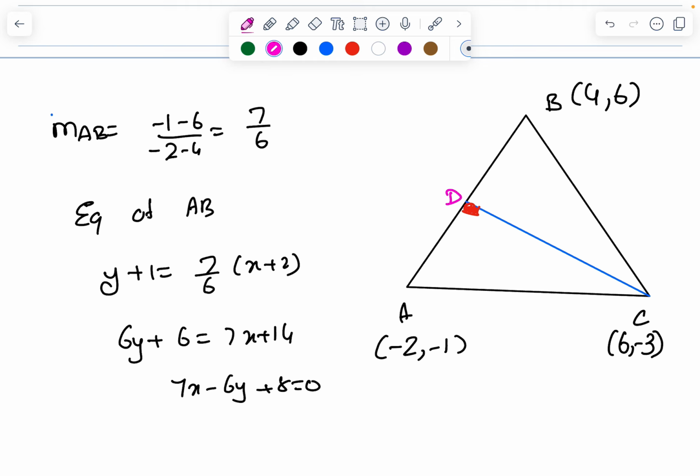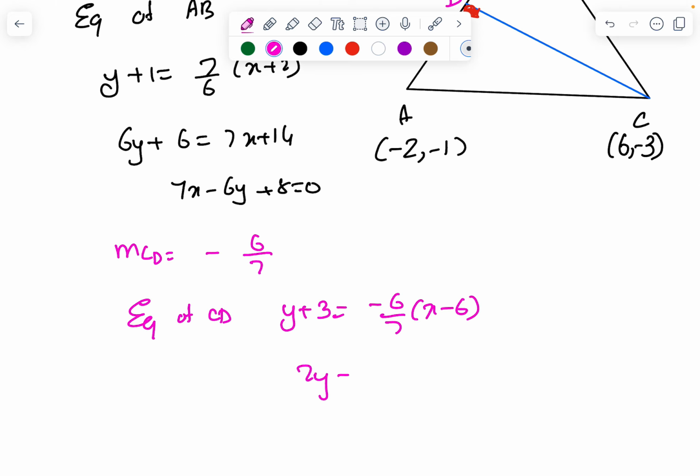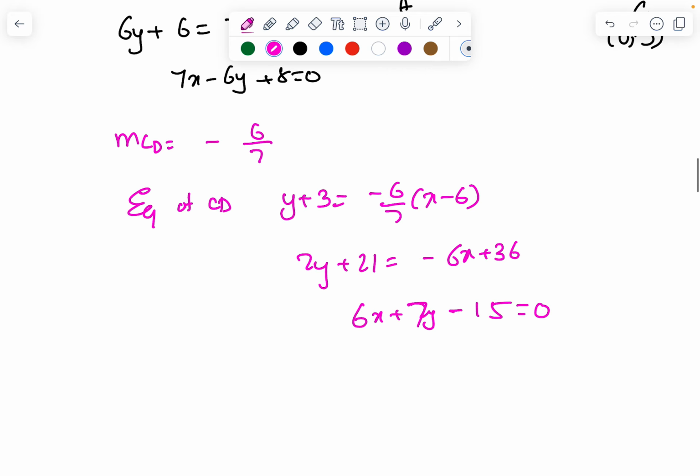Next is the perpendicular one, CD. So the gradient of CD is going to be minus 6 by 7. Now the equation of CD will be y minus y1 equals minus 6 by 7 times x minus x1. So 7y plus 21 equals minus 6x plus 36. So 6x plus 7y minus 15 equals 0. Now we need to solve these two equations: 7x minus 6y plus 8 equals 0.